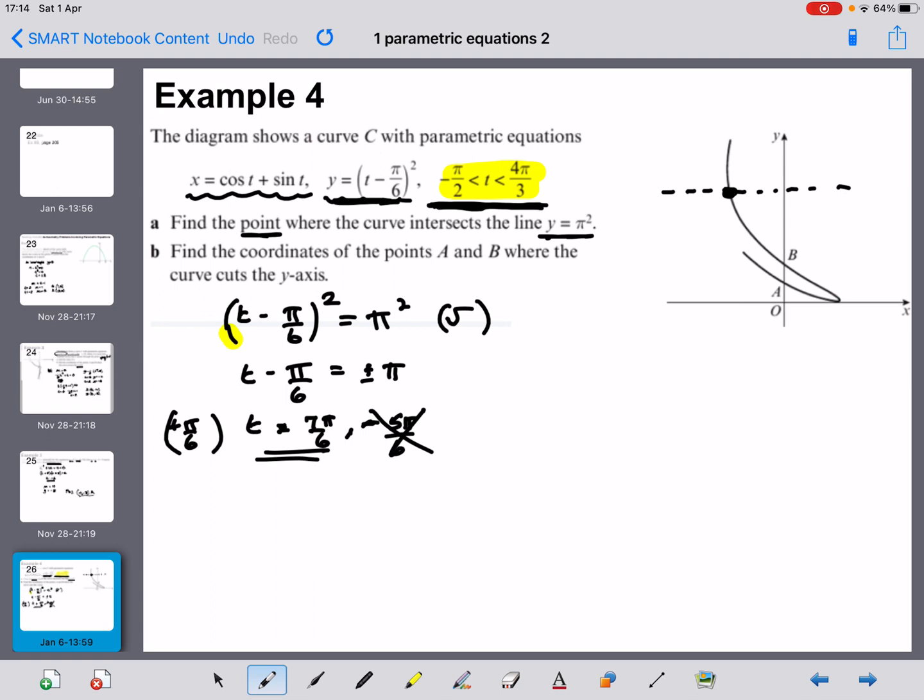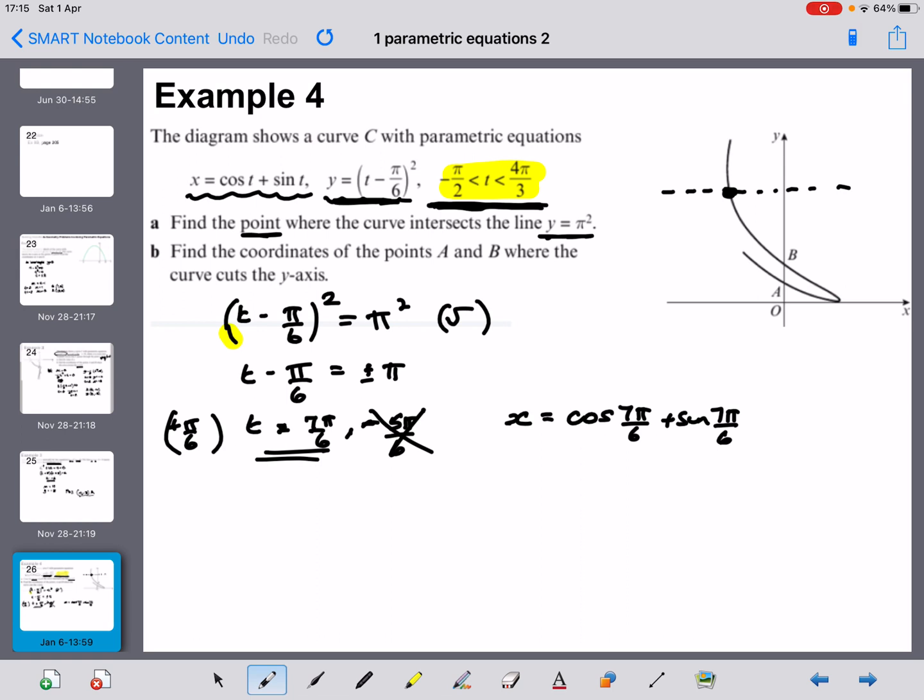And that is our one value for t. So all we need to do now is substitute that value for t into x. So if we say x equals cos of 7 pi on 6 plus sine 7 pi on 6, that's going to give us the x coordinate.